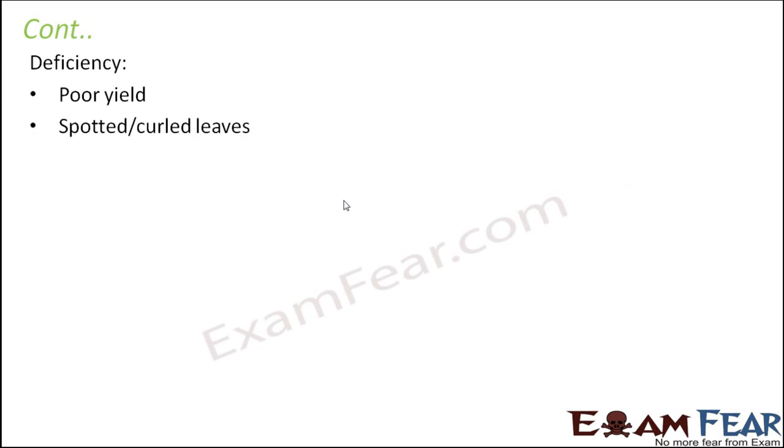Now let us see what happens due to deficiency of potassium. Due to deficiency of potassium, there is poor yield, because potassium helps in the growth of the plant. So if the growth is impacted, obviously the yield will also get impacted. Spotted or curled leaves. So you can observe this is like a deficiency symptom. What will tell you that the plant might be deficient of potassium? On leaves you often see dark spots, and sometimes the leaves get curled.